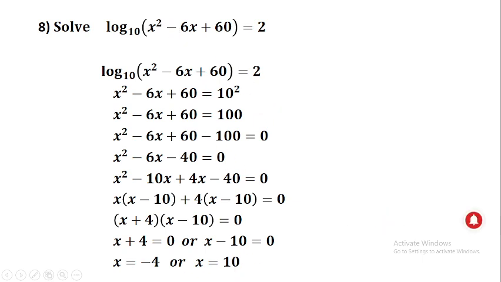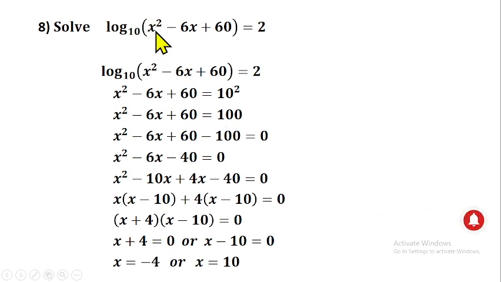You can confirm your answer. Let's pick 10 for an example. 10 raised to power 2 will give us 100. Then minus 6 times 10 will give us minus 60. So 100 minus 60 will give us 40, right? Then 40 plus 60 will give us 100. So how many times can you raise 10 to give us 100? Log 100 base 10, what will it give us? 2. That means it's correct. Do you understand what I'm trying to say now? How many times can you raise 10 to get 100? That is 2.